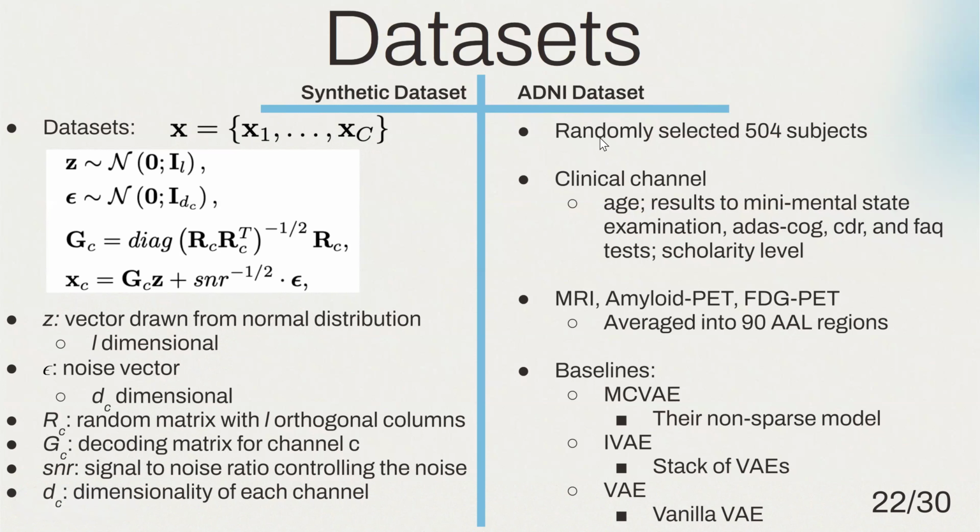And then for the ADNI data set, they just selected 504 subjects from there. They have a clinical channel, which is these characteristics. There are 6 characteristics that they chose. And then they have an imaging channel, which has these 3 different kinds of imaging data. They have regular SMRI, and this amyloid PET and this FDG PET. It's some kind of functional PET imaging. To pre-process this data, they use an AAL atlas, and they got the 90 regions. So each region has just one intensity value.